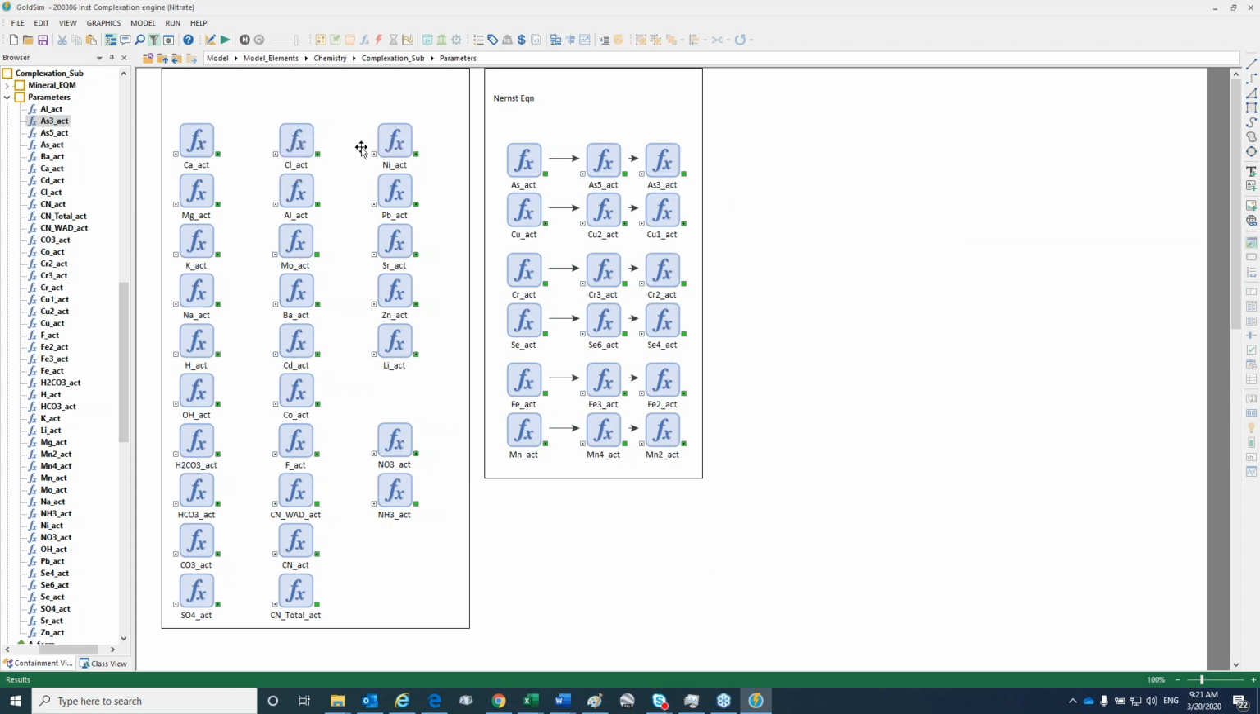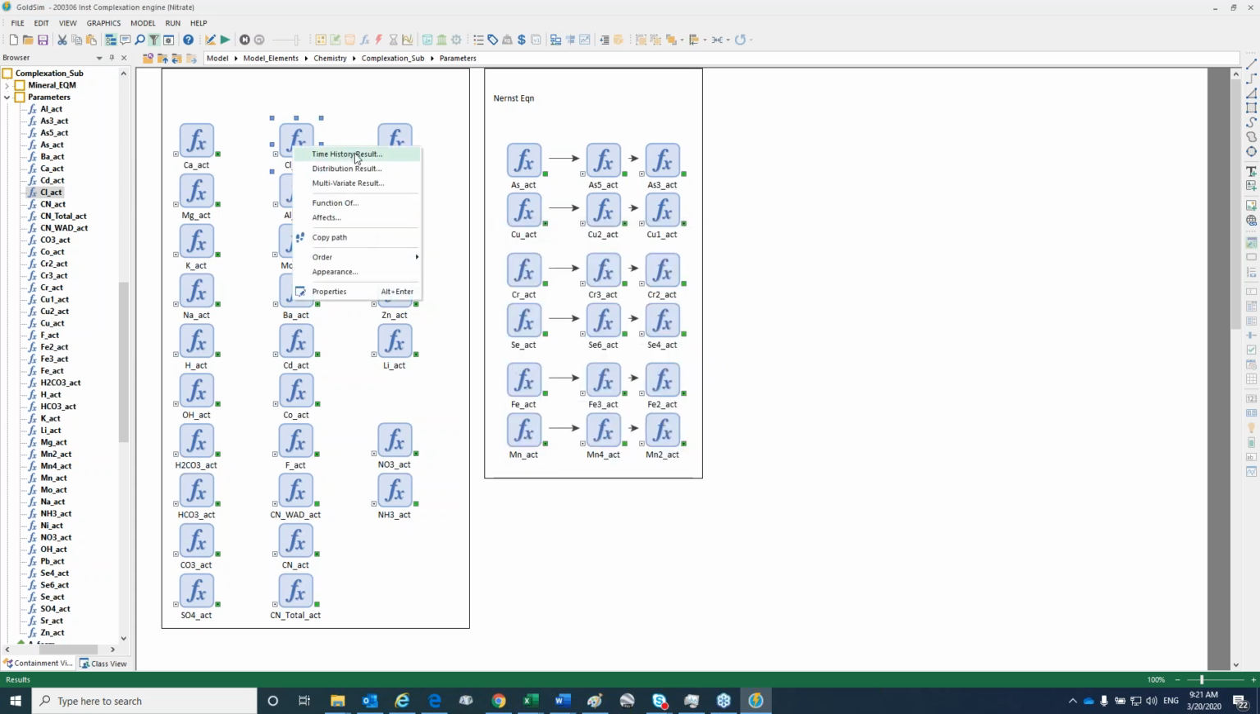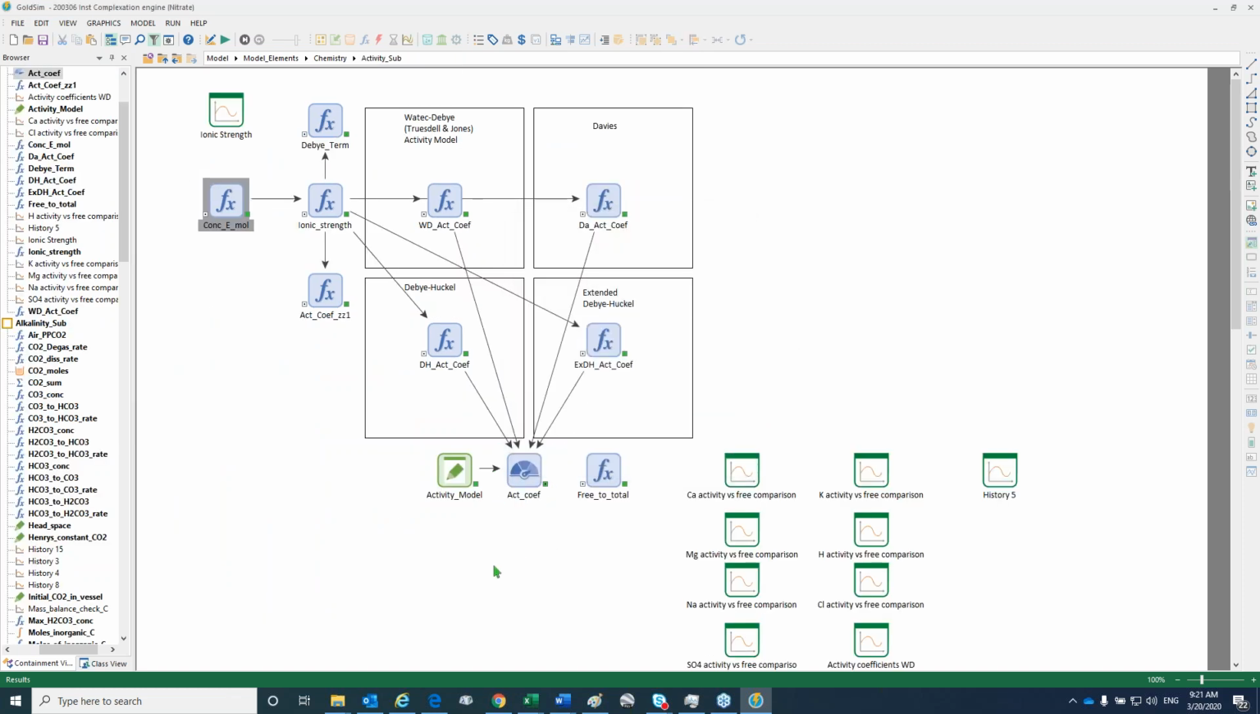In terms of the other parameters, we've got a whole range of other parameters here. You can see we've got calcium activity, magnesium activity, chloride activity, et cetera. Basically the way that this works is we're just extracting the molar concentration and multiplying by the activity coefficient. So that was basically coming from the activity coefficient that we've selected.